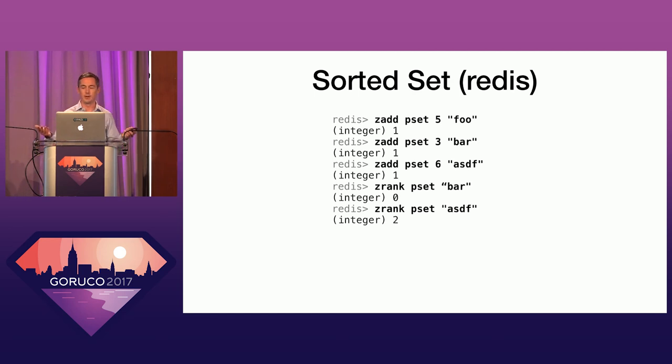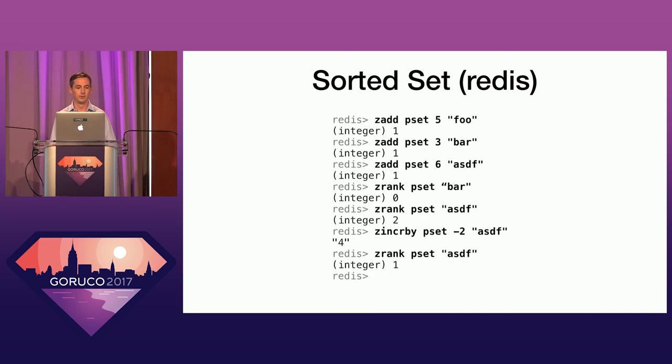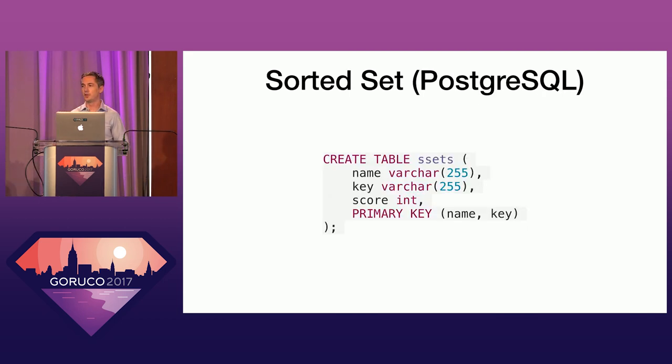And we see the rank of ASDF, and it's at the bottom of the set. So now let's change the score of ASDF. Let's reduce it by 2. And then we get the rank again, and we see that it's moved. Great. Super simple. I can fit it all on one slide. It's glorious. Let's do this in Postgres.